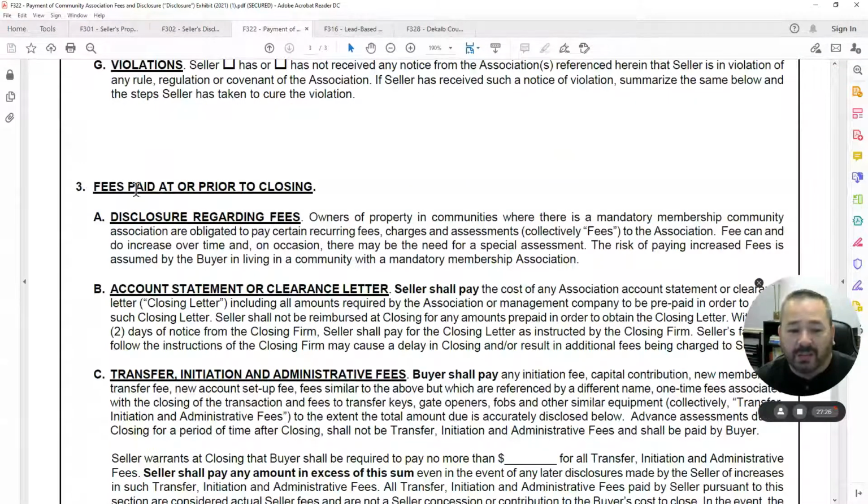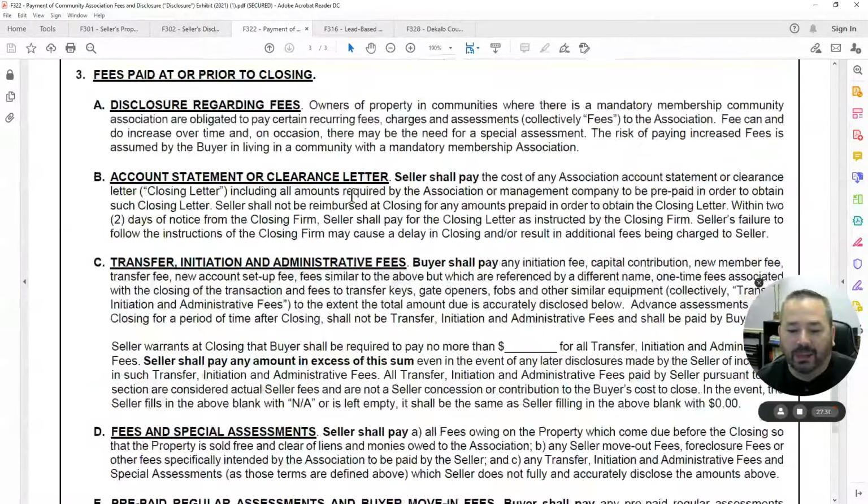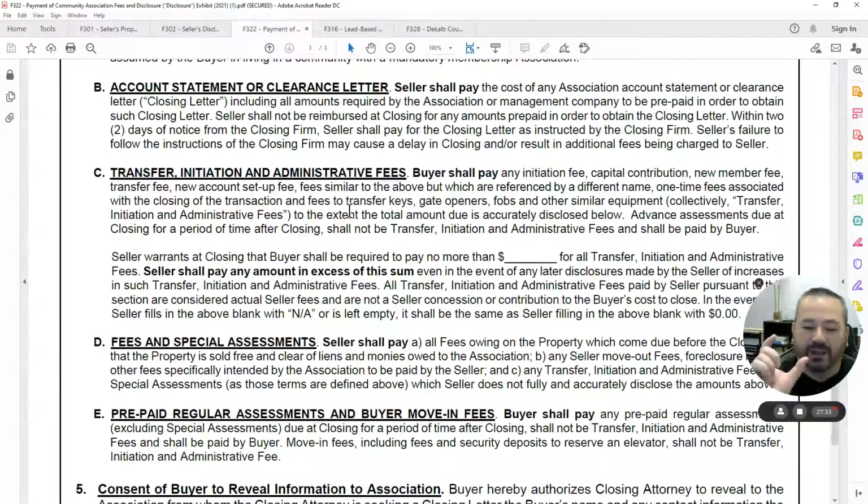Then we have fees paid at or prior to closing. Okay, and this is a really important section. It's going to set us up for the same conversation that we just had about the seller's property disclosure. The key place in here is seller warrants at closing that buyer shall be required to pay no more than X number of dollars for all transfer, initiation, and administrative fees. Seller shall pay any amount in excess of this sum.